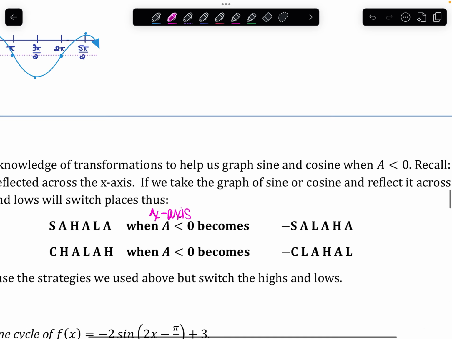So anytime the a value is negative because of that reflection, this is what's going to happen to Sahala and Chala. So our sine, if a is negative, we swap all of our highs and lows. And with cosine, when our a is negative, we do the same thing. We swap our highs and lows. So we wind up with Salaha versus Klahal.